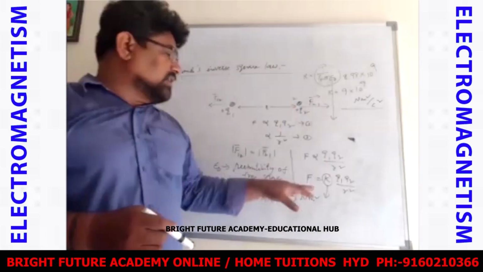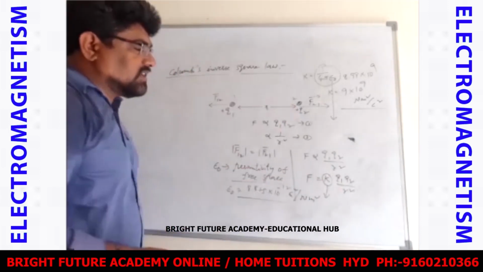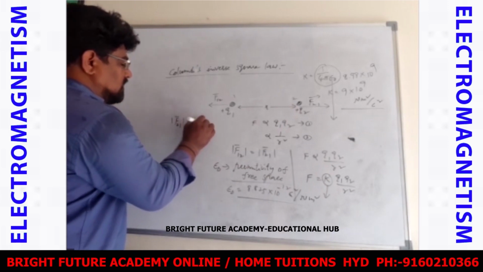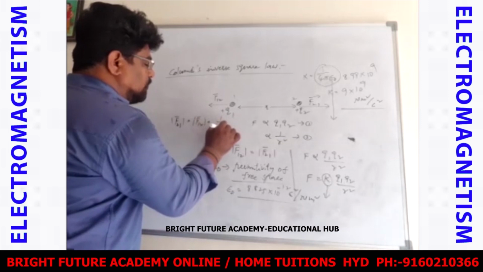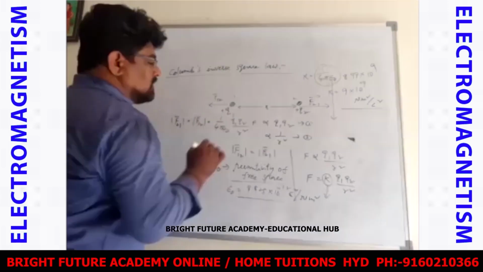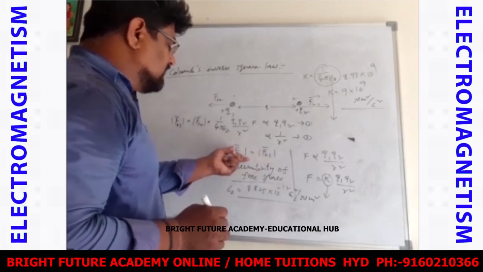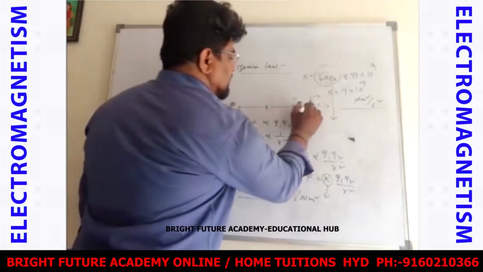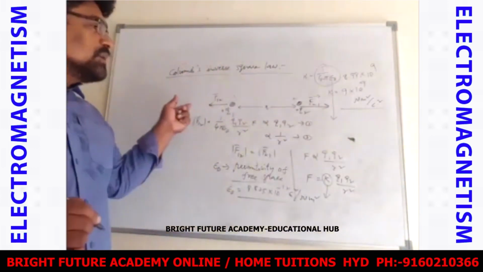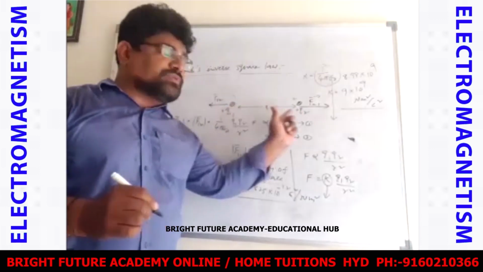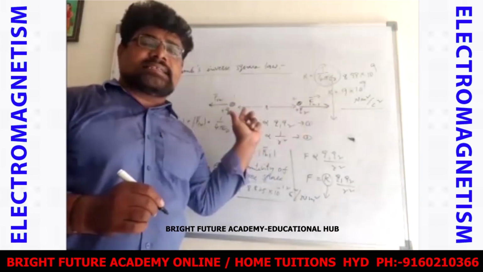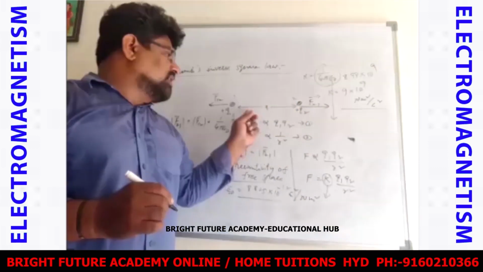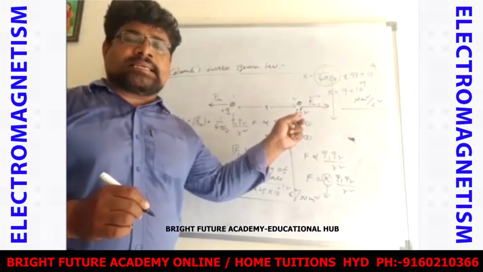So what is the final expression for the force of attraction or repulsion between the two bodies? That is F21 equals F12 equals 1 by 4 pi epsilon naught Q1 Q2 by R square. We will come to this point. Here the magnitudes of the two forces are equal and the directions are opposite, and the force is acting along the line joining the two charges. That type of force is known as a central force. That's why the electrostatic force is a central force.